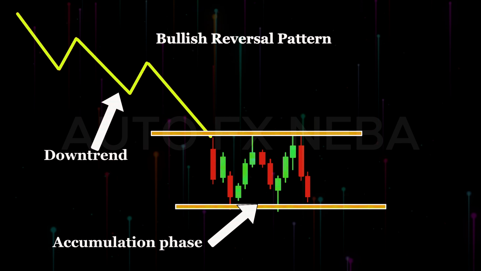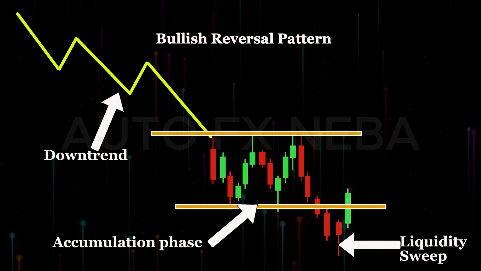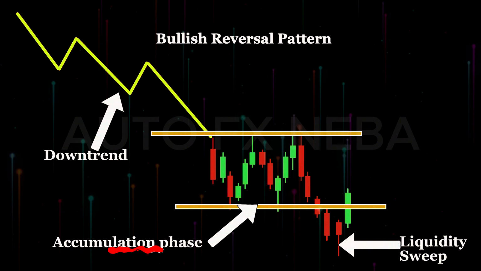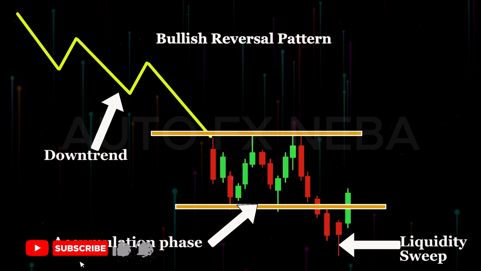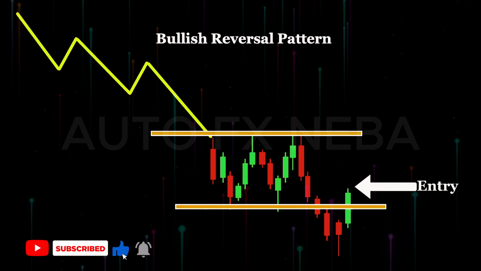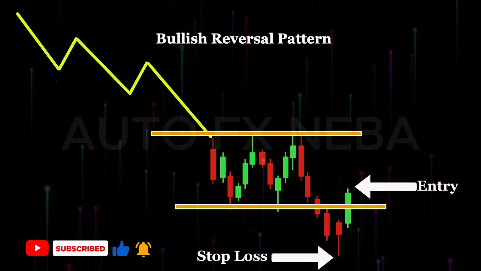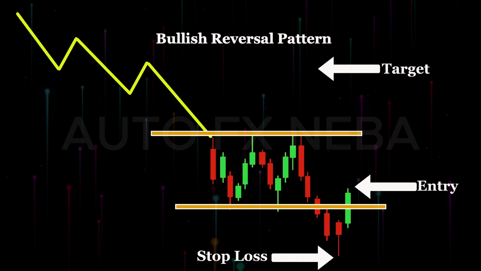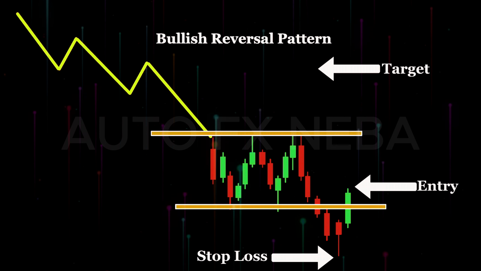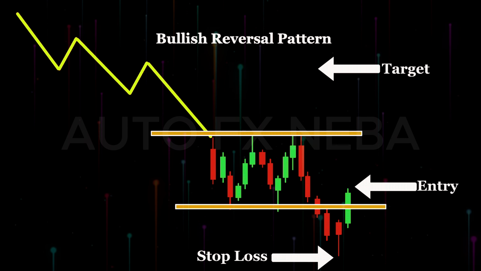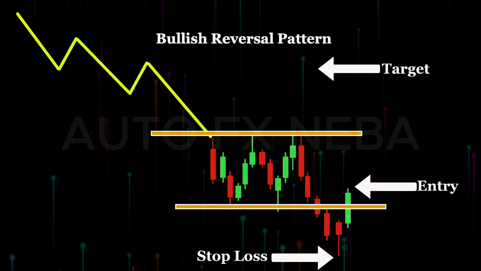Then, wait for the liquidity sweep, a false move below support to trigger stop losses. Once price comes back into the range, that's your entry setup. Enter at the close of the candle that closes back inside the range. Set your stop loss below the recent low. Target the next key resistance level. This positions you to ride the acceleration phase, or the markup, as price surges higher after the trap.